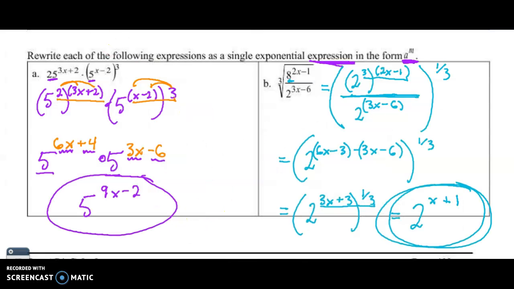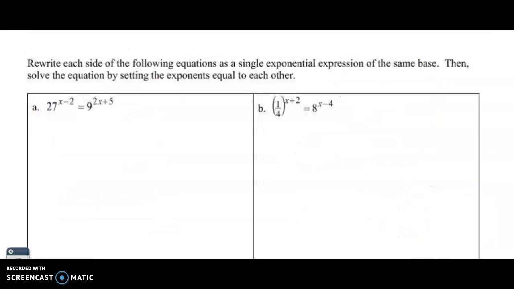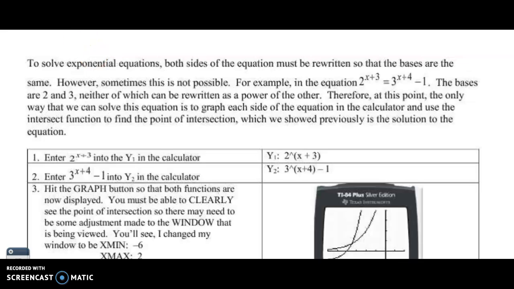So feel free to hit pause before we move on, and I need to show you how to use your calculator. Oh, not yet. I need the calculator in the next one.